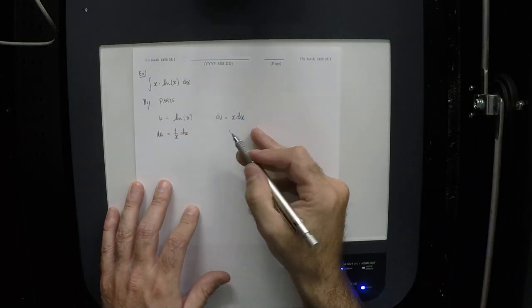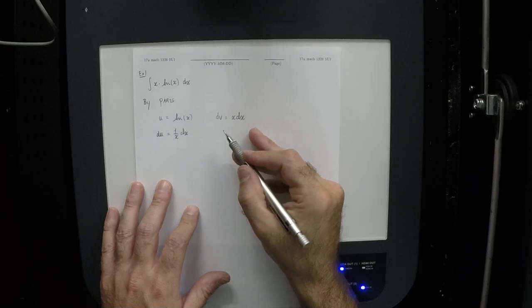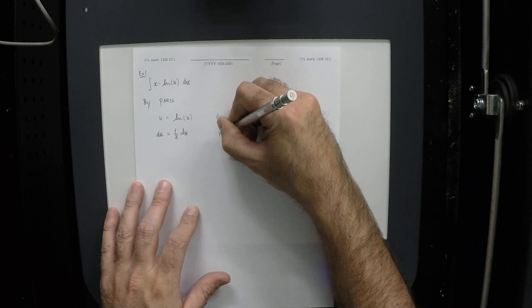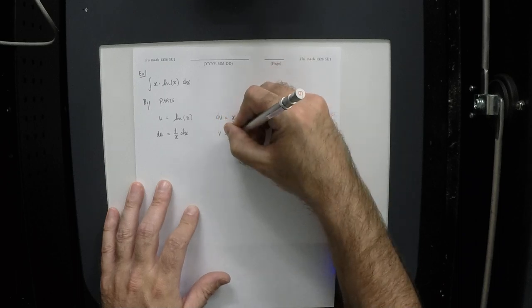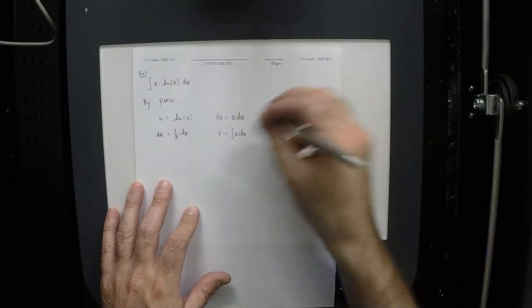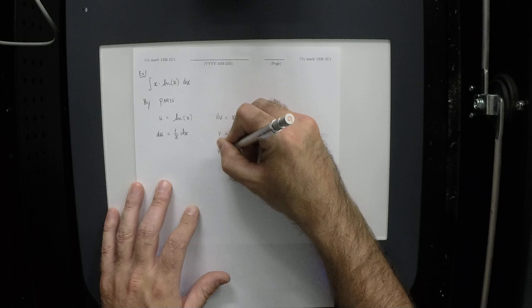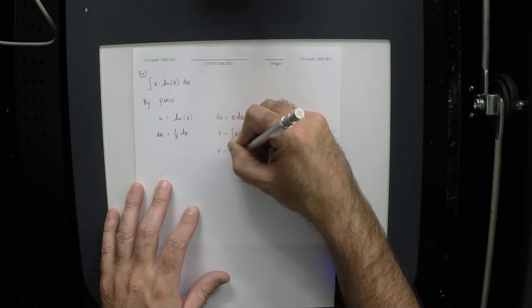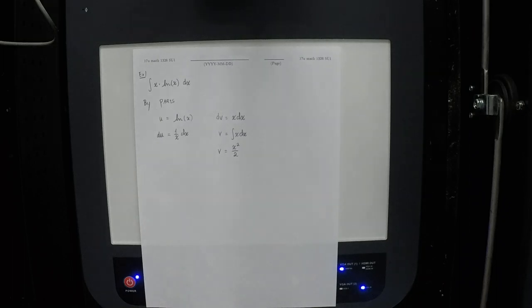Okay. What can we get from dv? We can get v. And how do we get it? Well, that's what it is, but how do we get it? Anti-differentiate. Good. Okay, and yes, I agree. The antiderivative of this is x squared over 2. And I'm not writing plus c because after we do this, there's yet more antiderivative to do, and the plus c is still bound up in that.